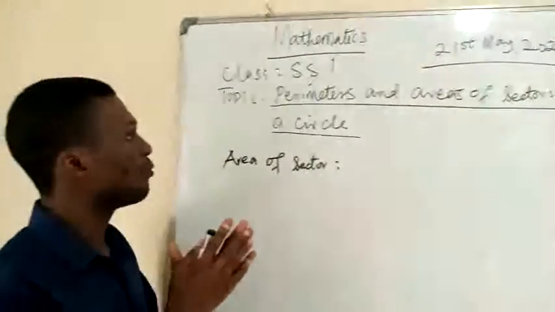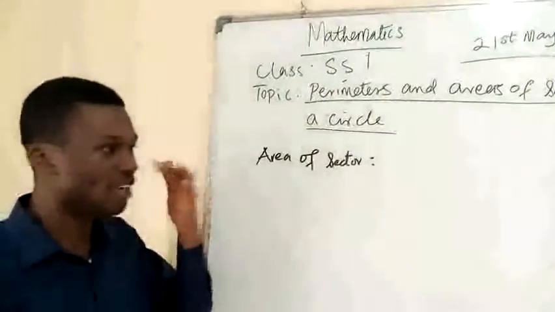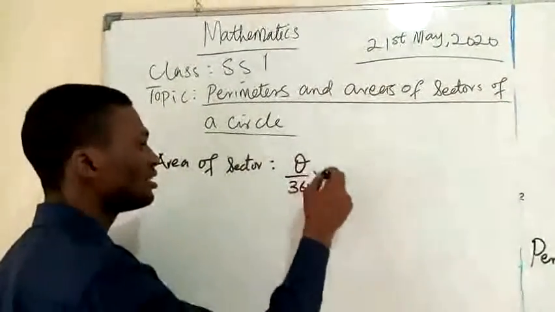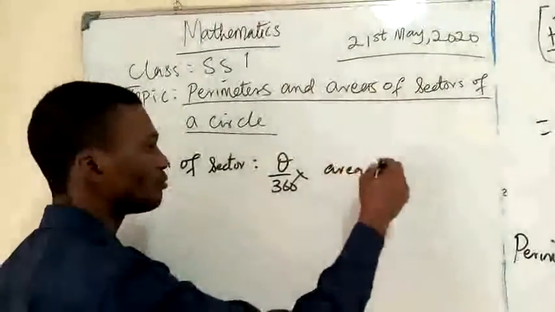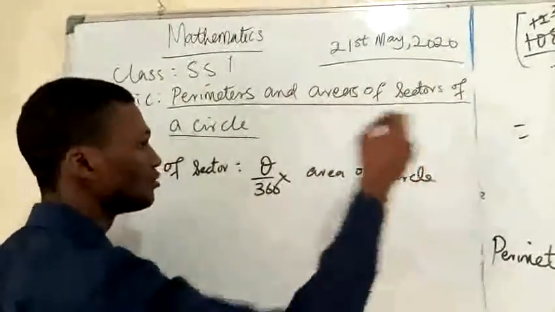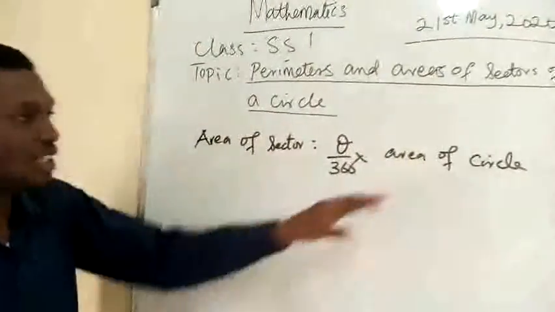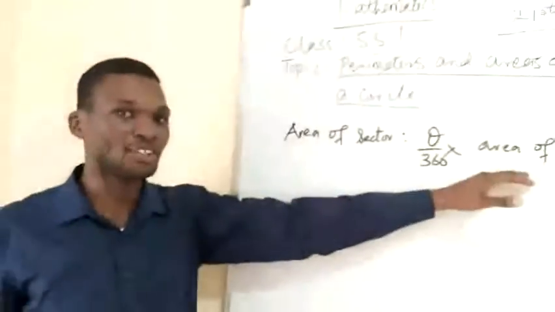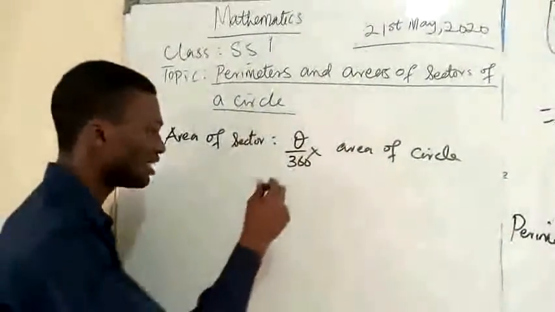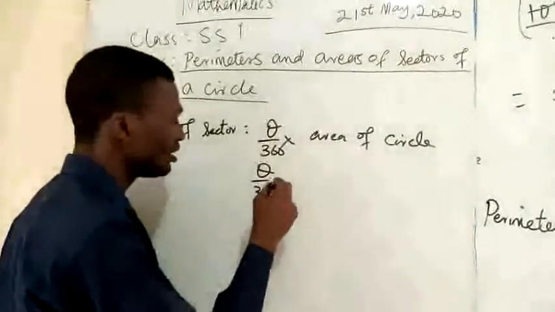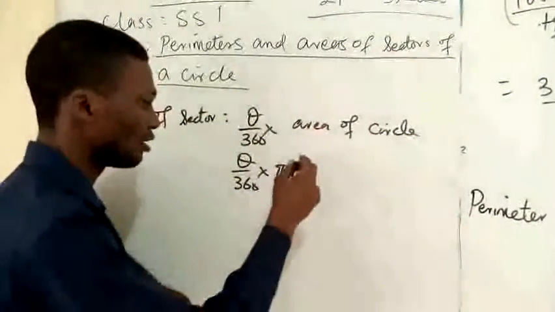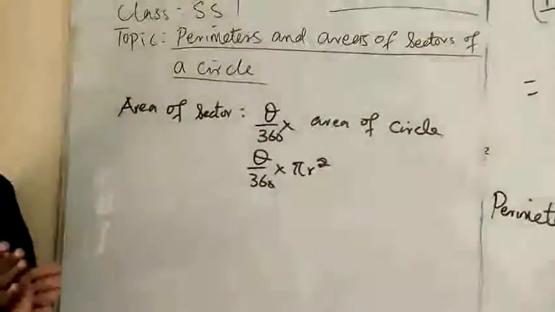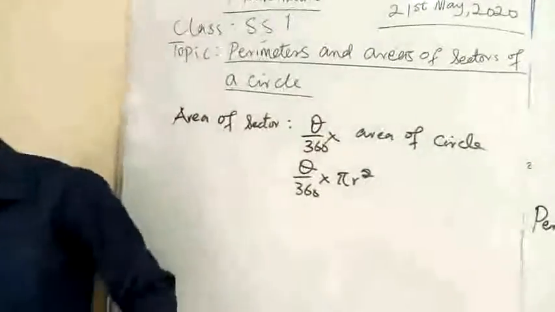The formula we use for perimeter of a sector is different from that of area of a sector. The formula for area of a sector is given as theta all over 360 times area of a circle. And we know that the formula for finding the area of a circle is pi r squared. So the area of the sector will be given as theta all over 360 times pi r squared. That is the formula for calculating the area of a sector.